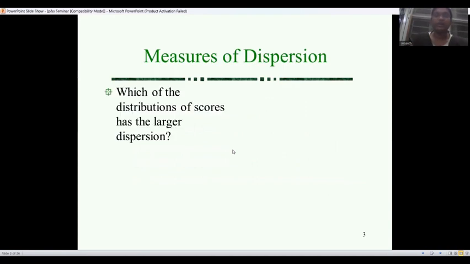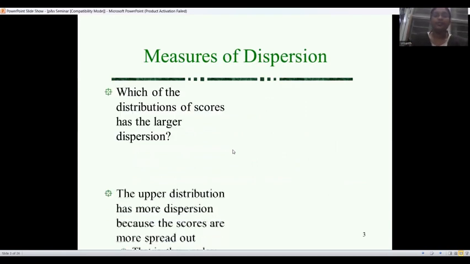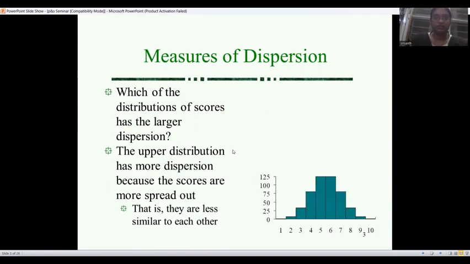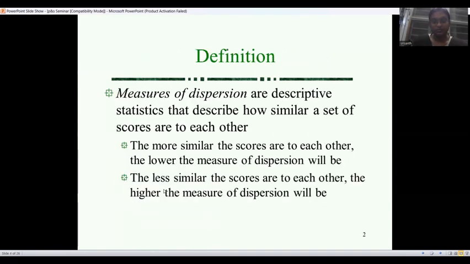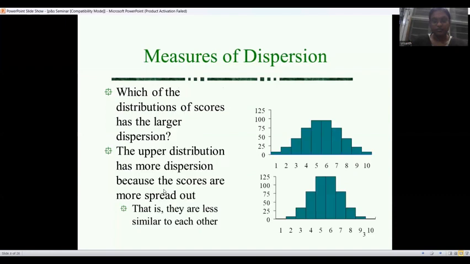Measures of dispersion. Before going further, let us see which of the distributions of scores has the highest dispersion. The upper distribution has more dispersion because the scores are more spread out. That is, they are less similar to each other.